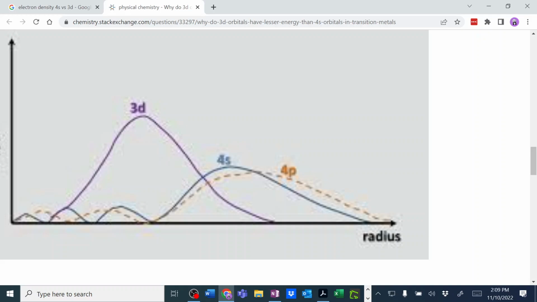No, 4S is easier to get into than 3D, because we've got 3D here. So we have basically no density right close to the nucleus. The 4S is this one. And so the 4S gets right close to the nucleus, and so you have electrons that would rather be in there.